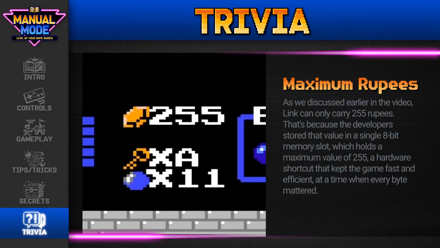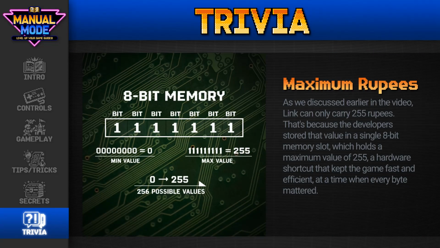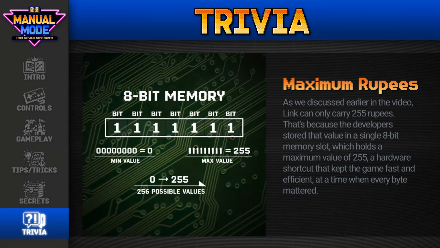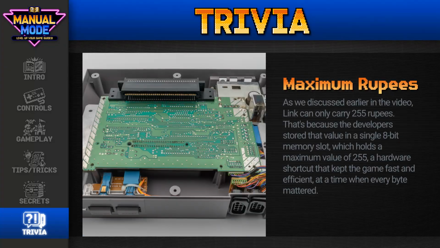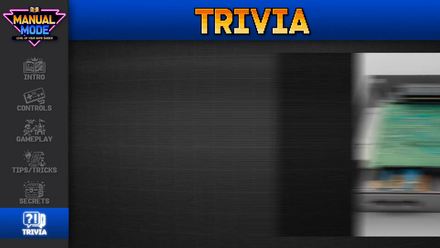As we discussed earlier in the video, Link can only carry 255 rupees. That's because the developers stored that value in a single 8-bit memory slot, which holds a maximum value of 255, a hardware shortcut that kept the game fast and efficient, at a time when every byte mattered.